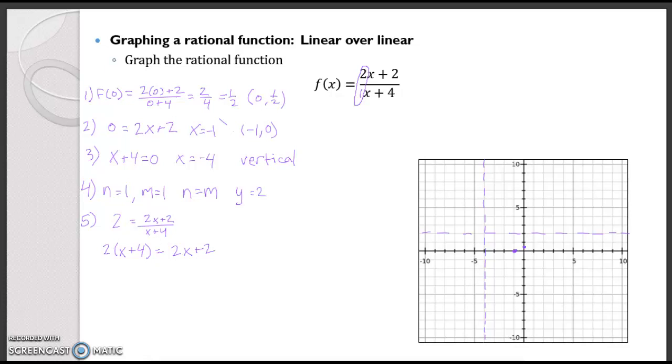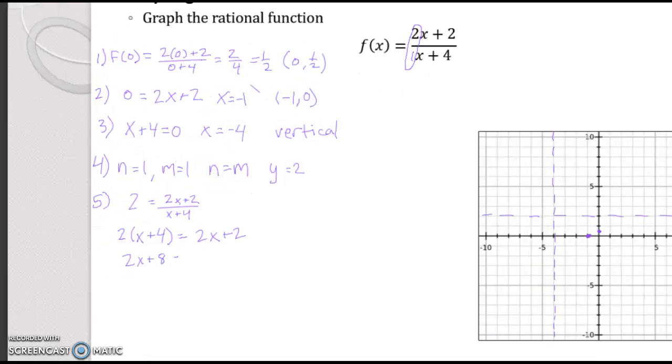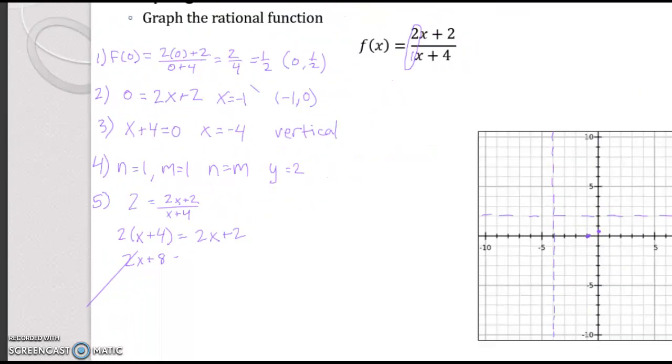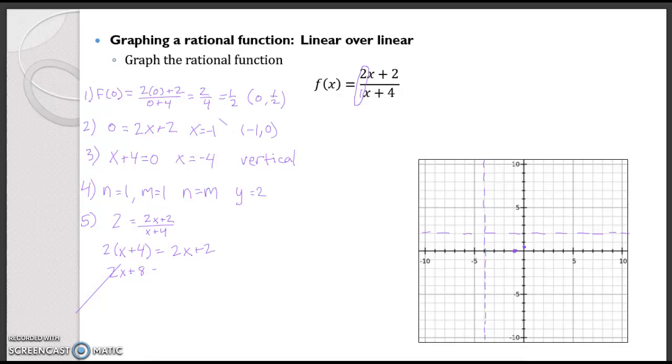So we end up getting 2x plus 8 equals 2x plus 2. Now we can subtract 2x from both sides. Those are both going to go to 0. And I get 8 equals 2. That isn't a true statement ever, so it does not cross.